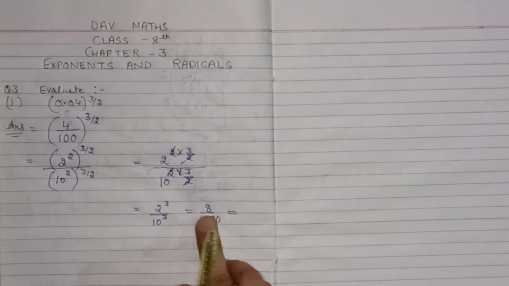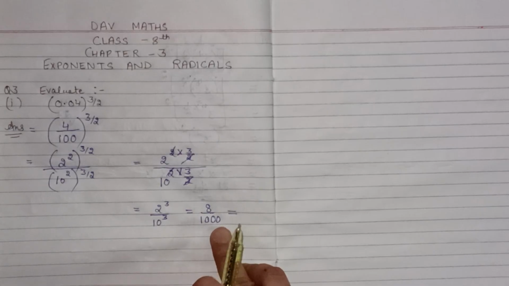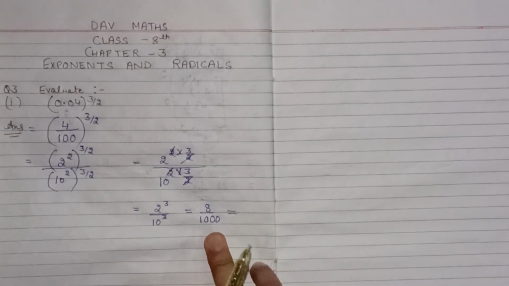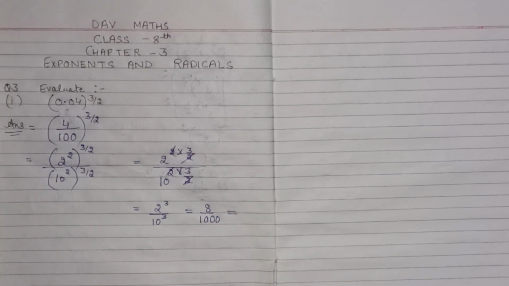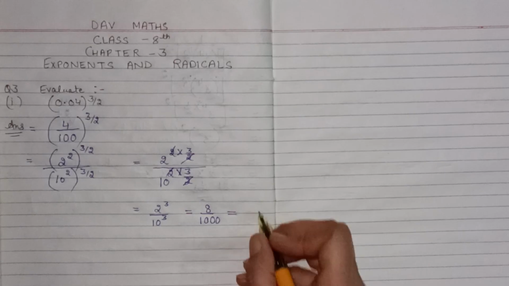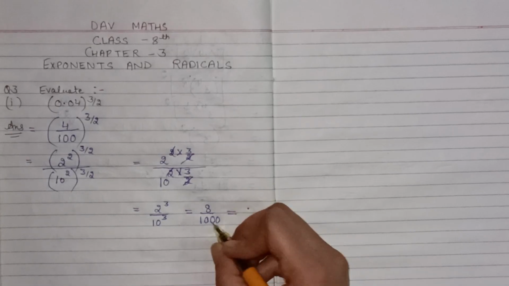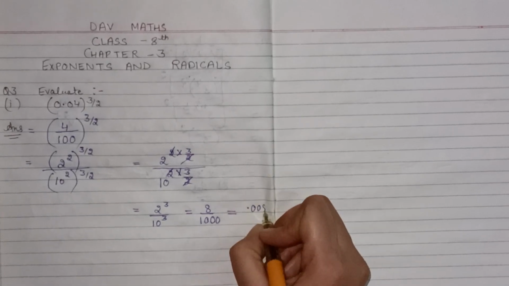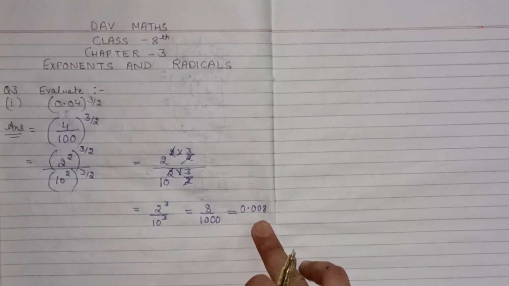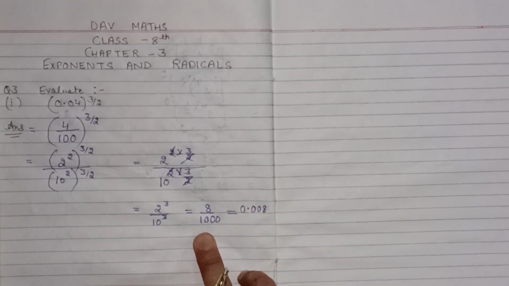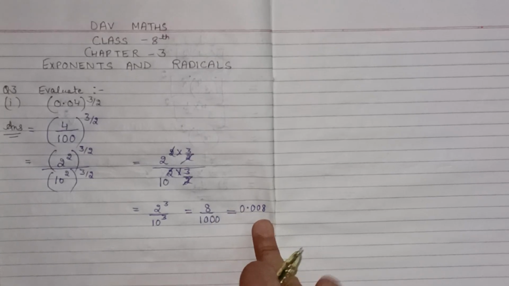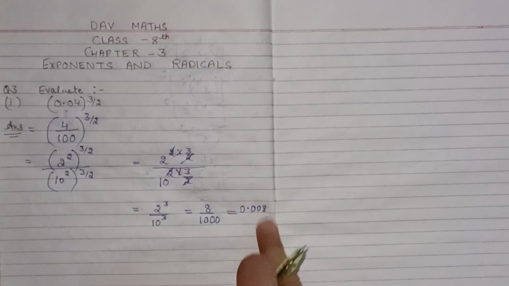Now we get 8 upon 1000. Then, I write this number in decimal form. So, I write it as 0.008. Here in the denominator we have 3 zeros, so after the decimal we have 3 numbers. So, this is our answer to this question.